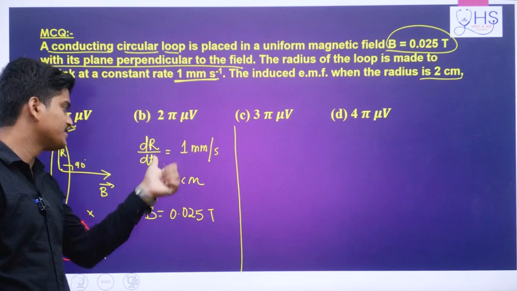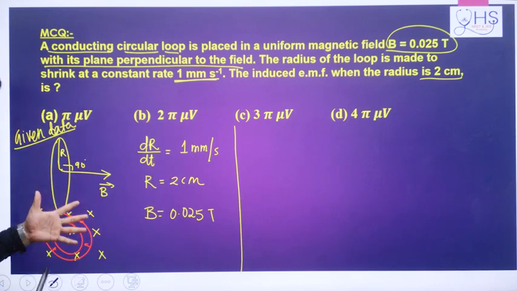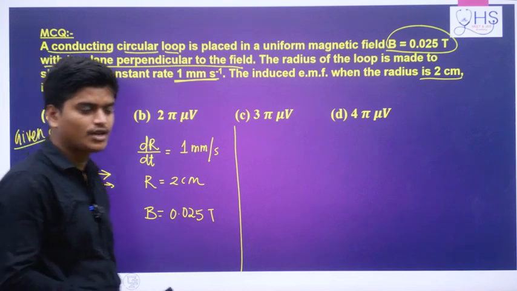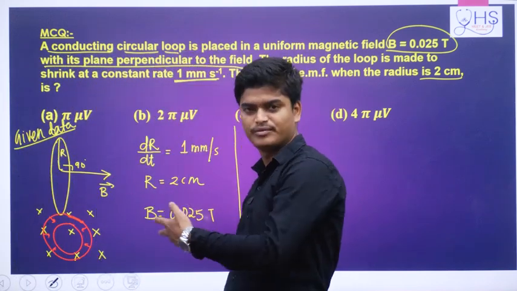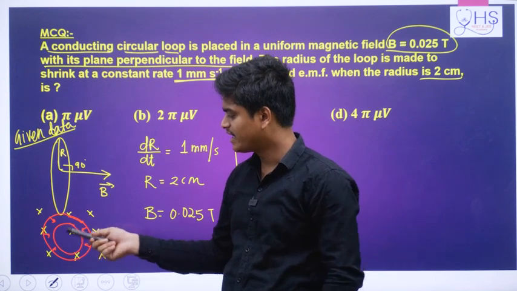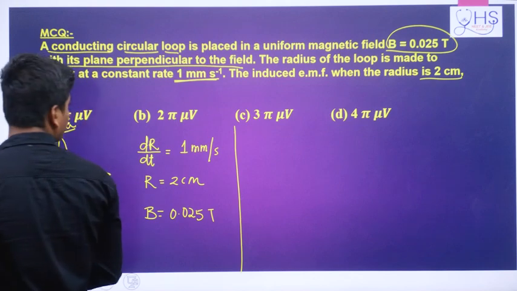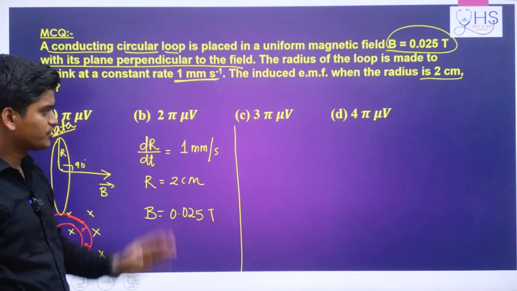That shrinking rate is given. So that means the loop is becoming smaller: in the magnetic field, big loop, then small loop. If this is happening, definitely there will be a flux change, because when it is a big loop, more lines come inside it, but when it is a small loop, there are fewer lines. So flux change is happening, and induced EMF will definitely be produced. So the answer will be a non-zero quantity. All the options are non-zero.